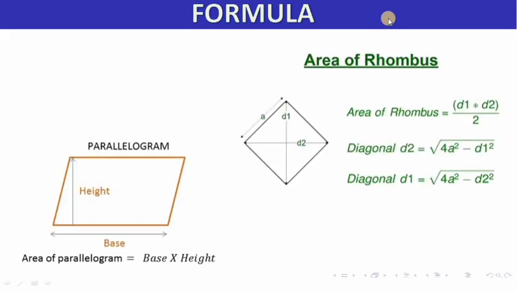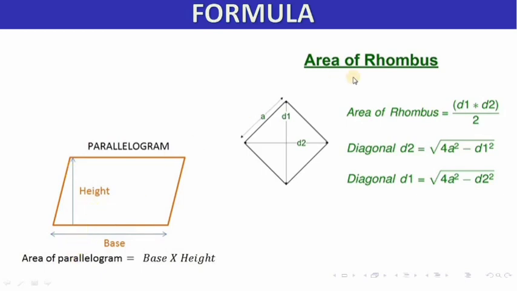Let's move to the next kind of figure. So next is the parallelogram. In a parallelogram, pairs of opposite sides are parallel. For example, this one and this one are parallel, and similarly this one and this one are parallel. For a parallelogram, the area is given by base into height. If you call this the base, then this becomes your height. The product of base and height gives you the area of the parallelogram.